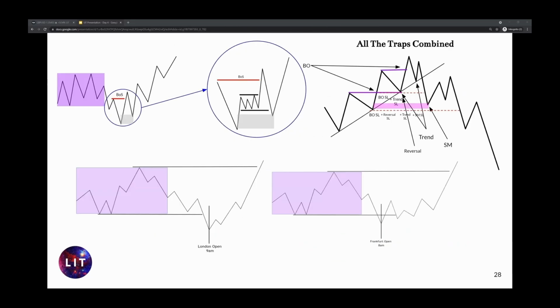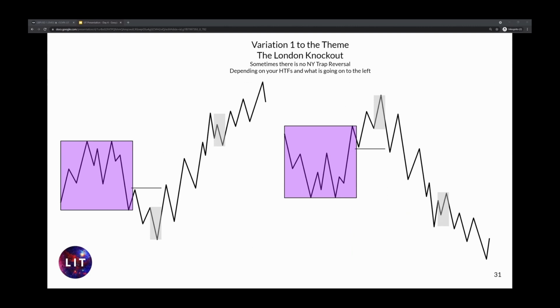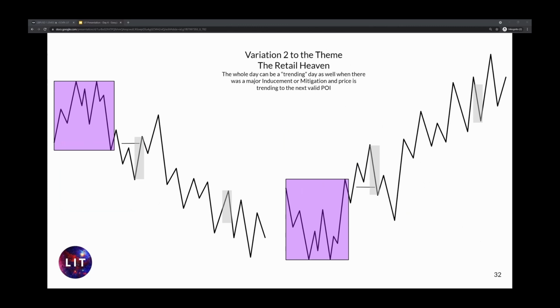Timing is just a confluence. Then we have our starter kit. Then we have our London knockout in the middle of two significant zones. And then we have our retail heaven, the same thing, where they just induce high, going back to the midline or the Asia high, and then just trending for the rest of the day.